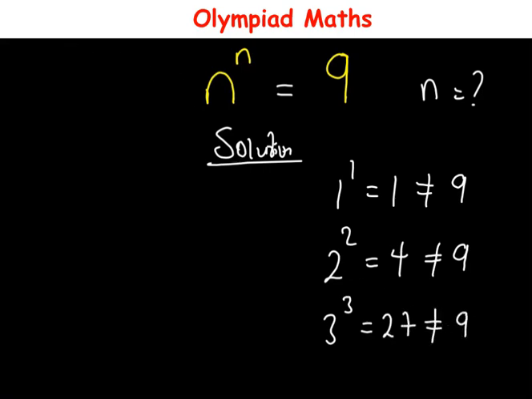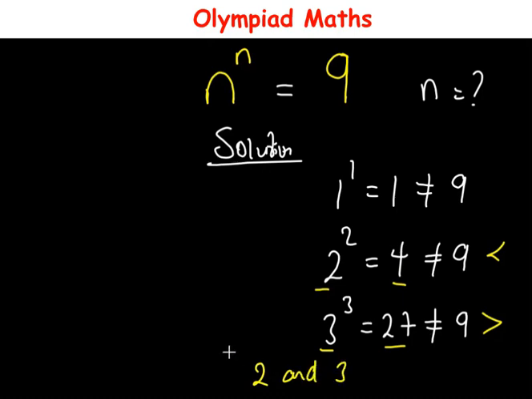But then if you look in between 2 and 3, that gave us 4 and 27. The number 9 is in between. You see, 4 is less than 9, but 27 is greater than 9. So that means that the range of values is in between 2 and 3.